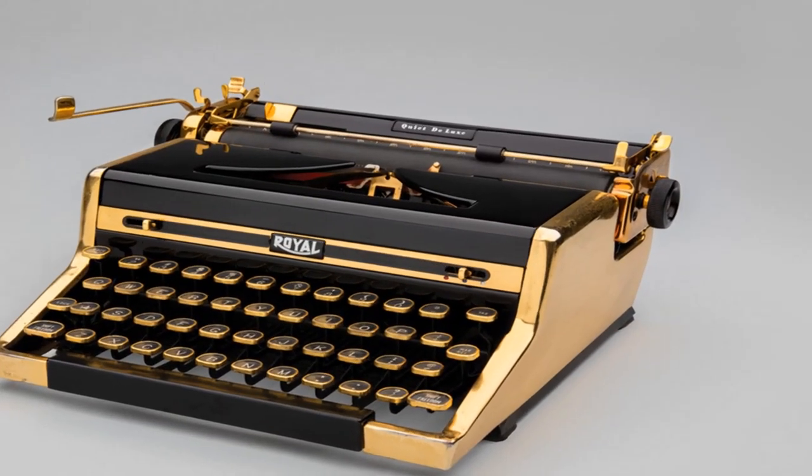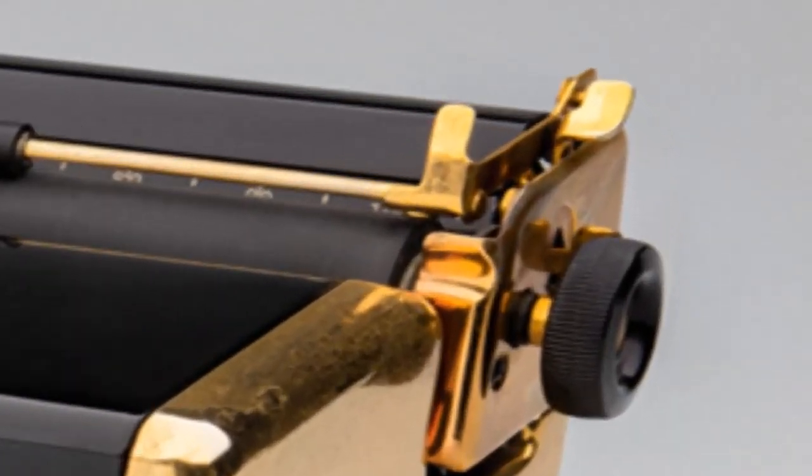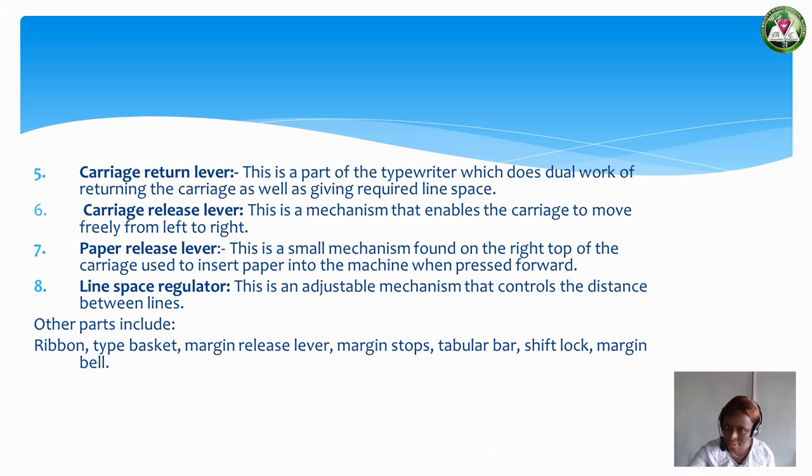Paper release lever is a mechanism found on the right top. Look at your right here. On the right top of the carriage, used to insert paper into the machine. Whenever you want to insert paper into the machine, you first of all push this thing forward. Then the roller will disengage from the platen. Then you insert your paper.